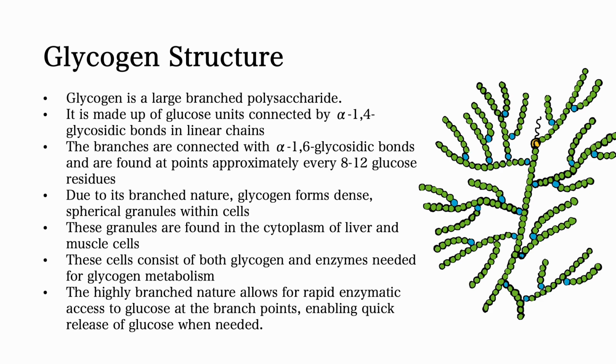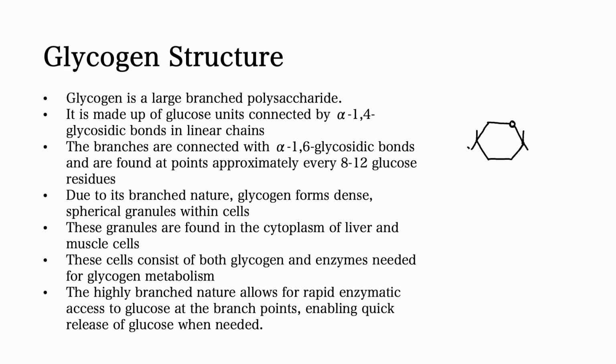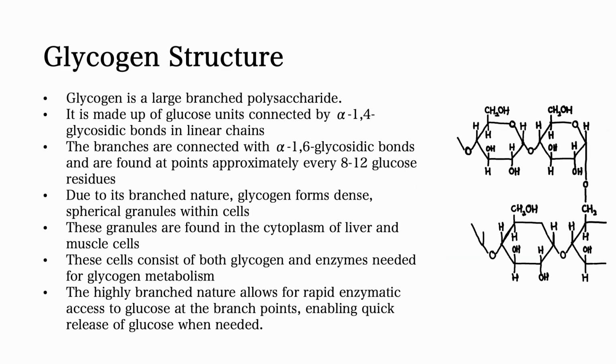Glycogen is a large branched polysaccharide. It is made up of glucose units connected by alpha-1,4 glycosidic bonds in linear chains. However, given that this is a branched molecule, the branches are connected with an alpha-1,6 glycosidic bond. These branches are found approximately every 8 to 12 glucose residues.